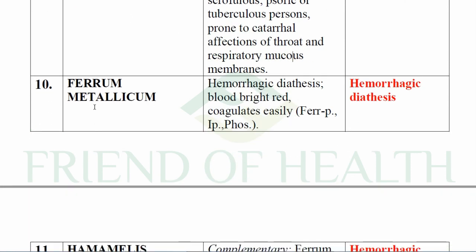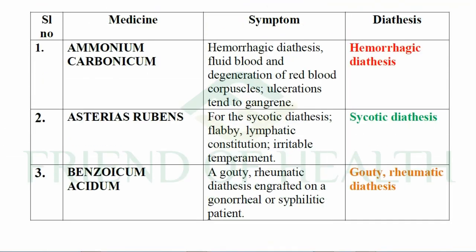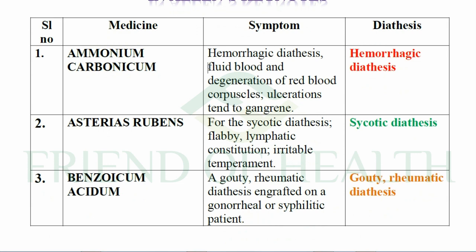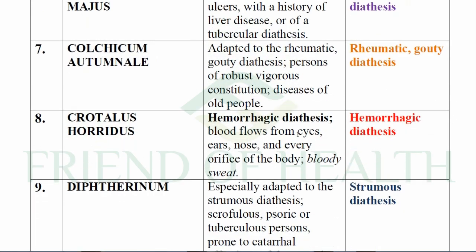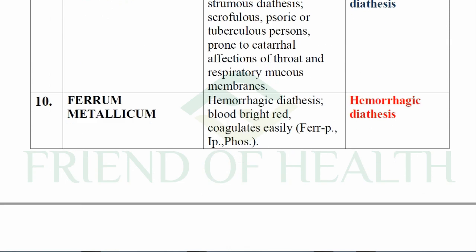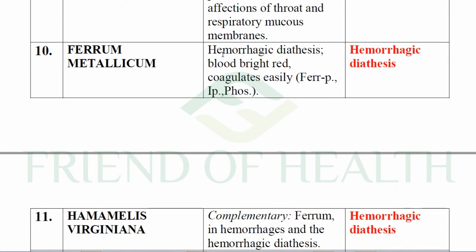And the next one is Ferrum metallicum, one of the important hemorrhagic diathesis medicines. Hemorrhagic diathesis, blood bright red, coagulates easily. This is a keyword of Ferrum metallicum. You have seen one of the characteristics of Ammonium mur: fluid blood and degeneration of red blood corpuscles. Again, you saw Crotalus horridus: blood flows from every orifice and bloody sweat. Here in Ferrum met, it coagulates easily. These comparisons are very important.